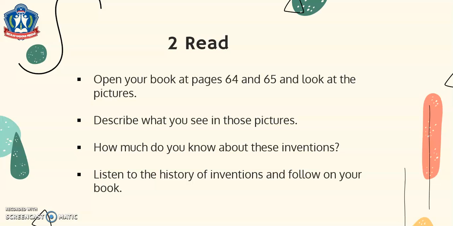For the second activity, open your book at pages 64 and 65 and look at the pictures. Describe what you see on those pictures. How much do you know about these inventions? Listen to the history of inventions and follow on your book.